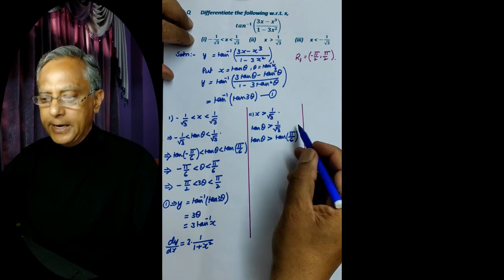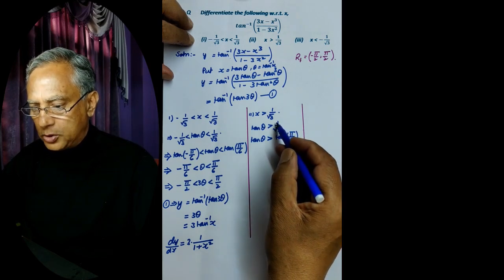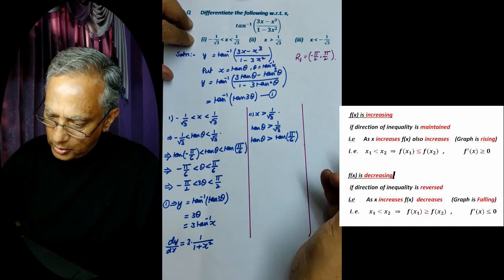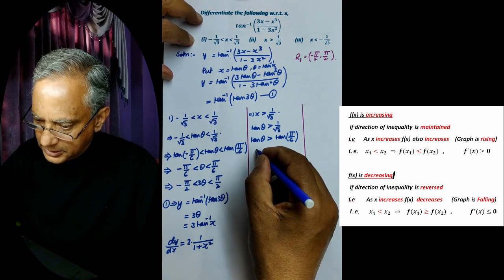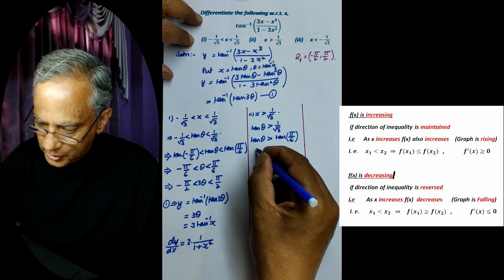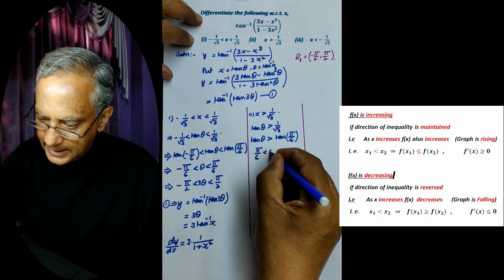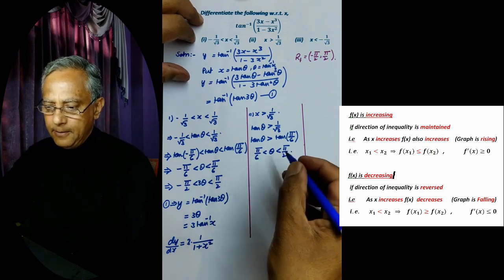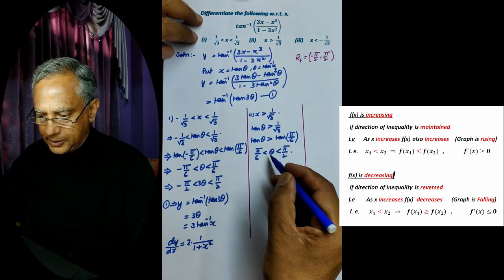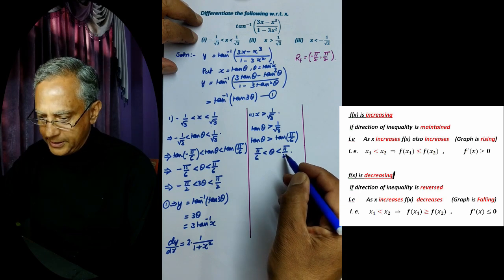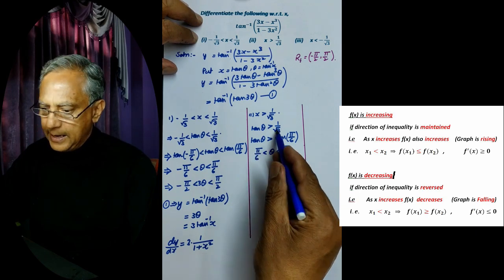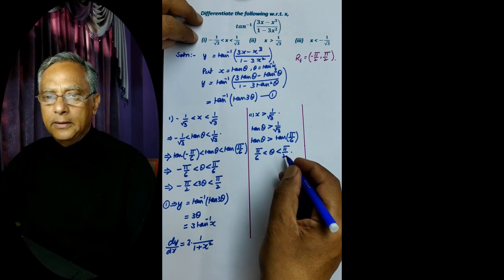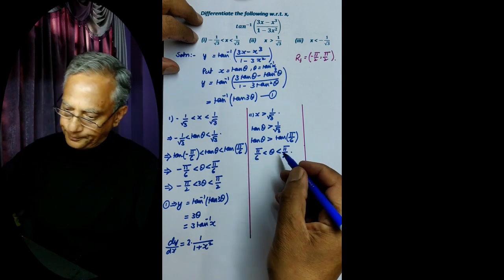Tangent of pi by 2 is infinity. So the values must be from 1 by root 3 to infinity, so pi by 6 to pi by 2. Therefore, theta must lie between pi by 6 is less than theta is less than pi by 2. Tangent of pi by 6 is 1 by root 3 and tangent of pi by 2 is infinity. So this must be the interval in which theta lies.